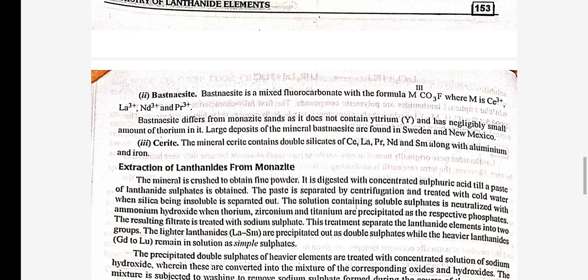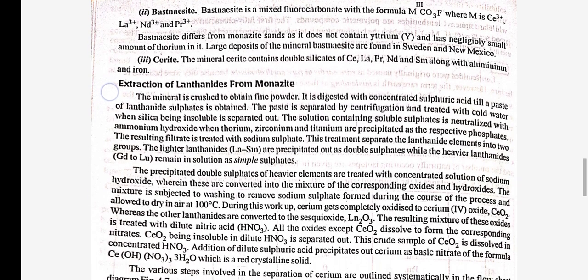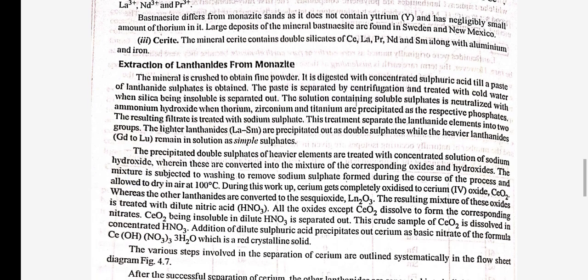Cerite. The mineral cerite contains double silicates of cerium, lanthanum, praseodymium, niobium, and samarium along with aluminium and iron. Extraction of the lanthanides from monazite. The mineral is crushed to obtain a fine powder. It is digested with concentrated sulfuric acid till a paste of lanthanide sulfate is obtained.